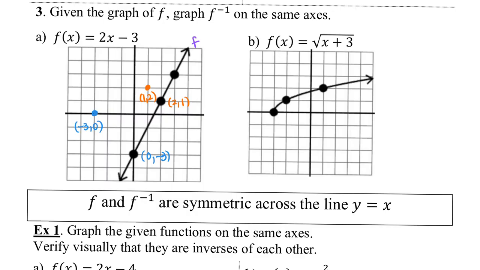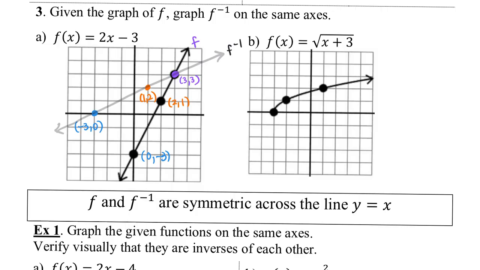Okay, one more. What is this? This dot over here is (3, 3). If I switch (3, 3), I still get (3, 3). So that's going to go right there. So if I draw the line for this, I'm going to make it long. It's still a line. This is the graph of f inverse.